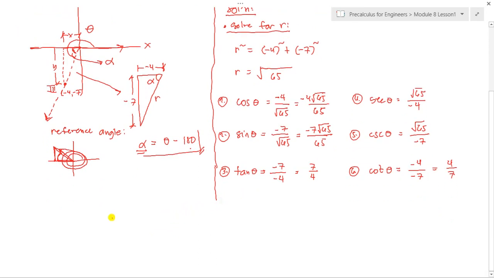I got it by using cosine. The first trigonometric function, cosine theta, is equal to negative 4 all over square root of 65. By using the calculator, the value of theta that I got is 119.74 degrees. So, sir, in our drawing that is more than 180, whereas what I got is less than 180. So what is the problem with the calculator?